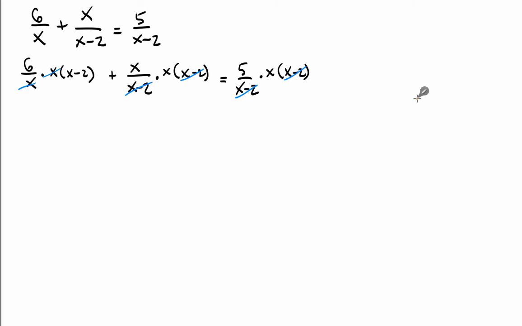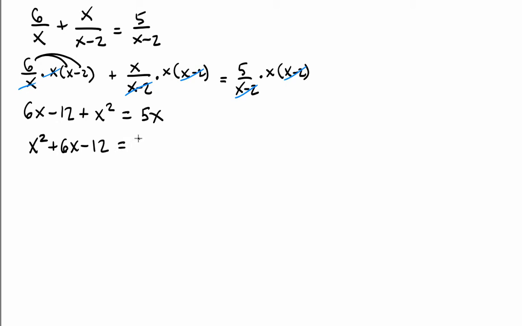So what we end up with is 6 times parentheses x minus 2, which when you distribute the 6 becomes 6x minus 12. And in the second term, you're just simply going to have x squared. And on the right-hand side, you have 5 times x, or 5x. So let's put the left-hand side in descending order: x squared plus 6x minus 12 equals 5x.